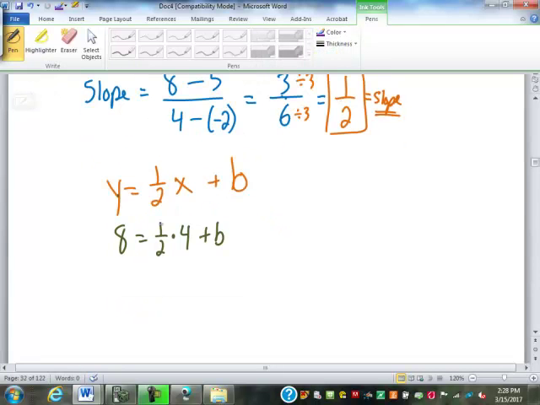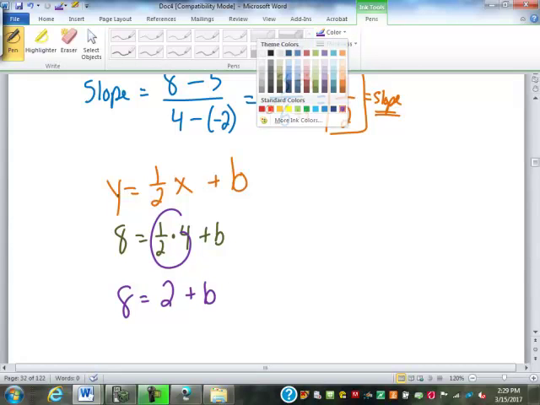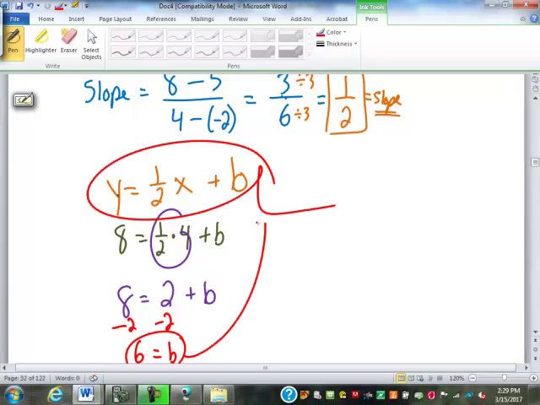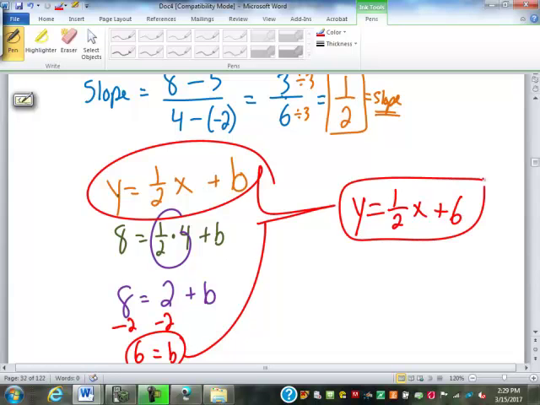So we have 1/2 times 4 is 2. So 8 equals 2 plus b. And then? Well, then we gotta subtract 2. Let's subtract 2. Good. So 6 equals b. So the equation is? y equals 1/2 times x plus 6. Perfect. Beautiful.